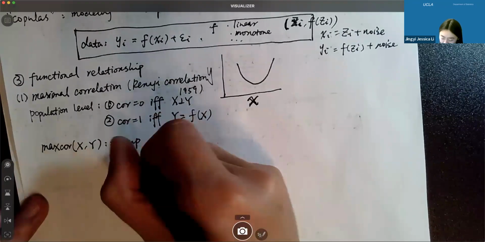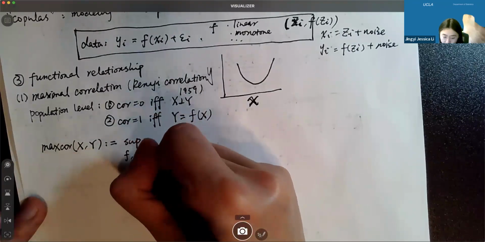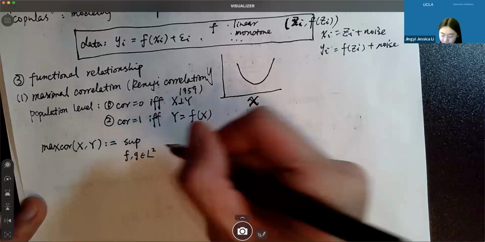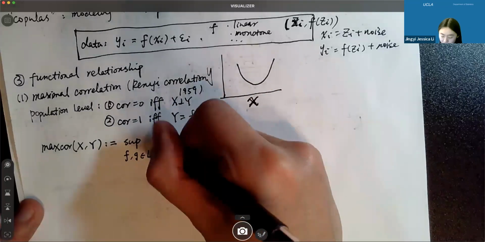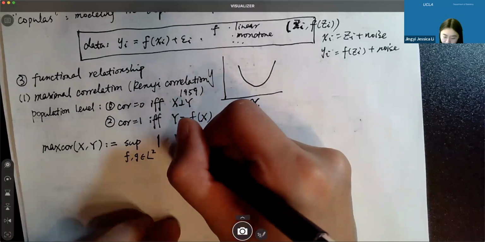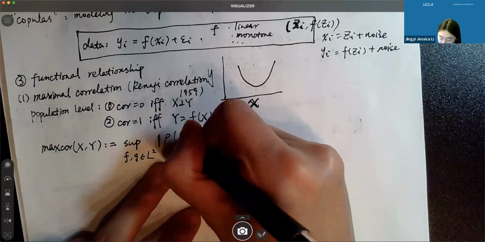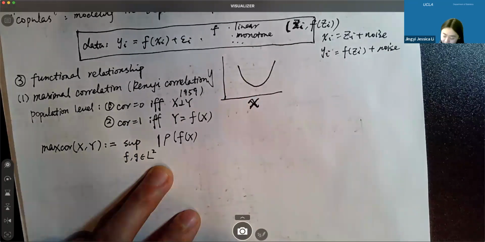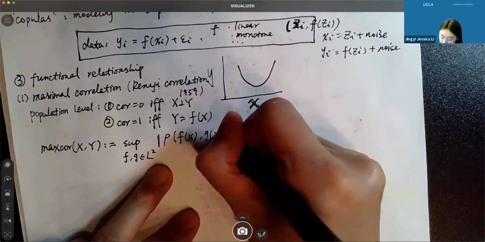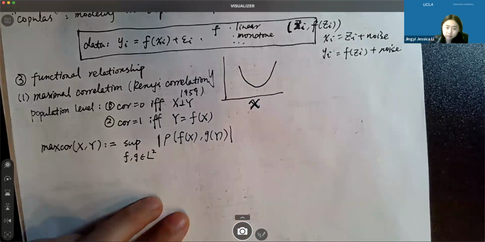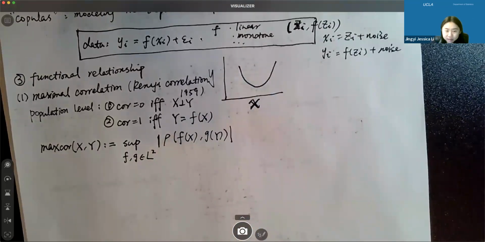So the supremum over two functions F and G, let's say we put them in the L2 class, but they could be changed to other classes, of the Pearson correlation on the population level of the transformed X by F and the transformed Y by G. So you just try to maximize the Pearson correlation over all possible functional transformations of X and Y. And that is what you call maximal correlation.